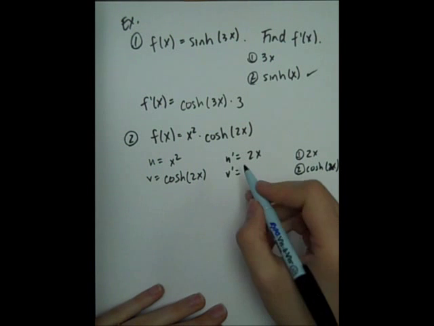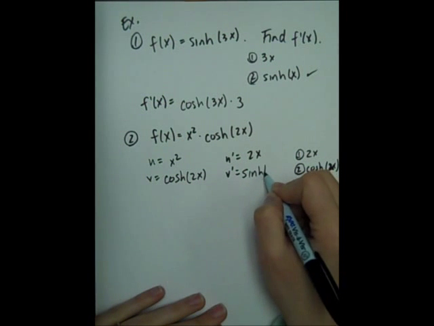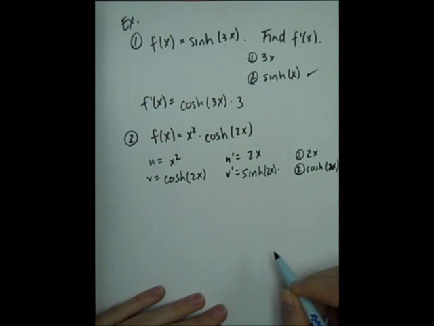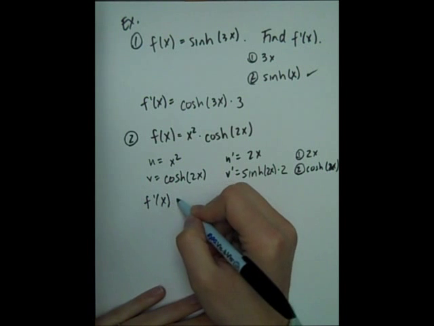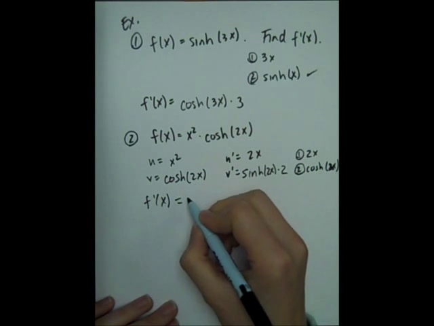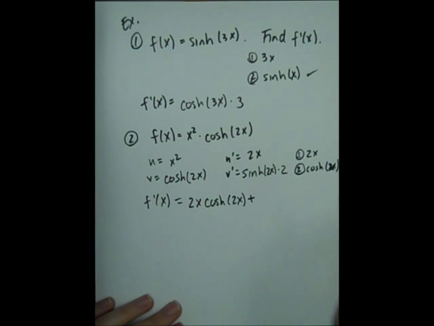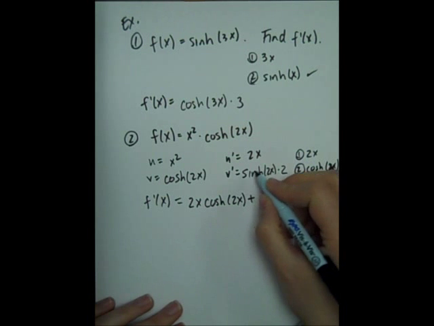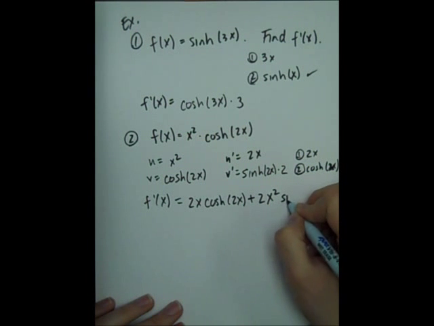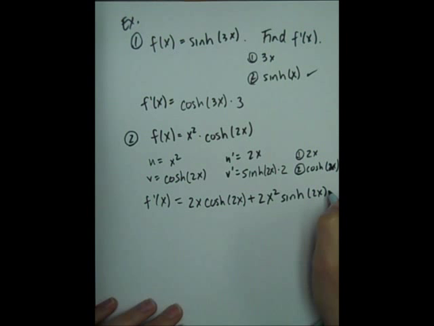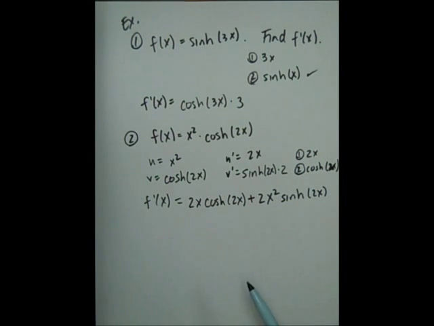Derivative of hyperbolic cosine, hyperbolic sine. Don't worry about a negative, there isn't one. Then the derivative of 2x is 2. So the derivative is u prime v, so 2x hyperbolic cosine of 2x, plus u v prime, I'm going to bring out the 2, so 2x squared hyperbolic sine of 2x. So product rule works the same way, we just can find u prime and v prime of more functions now.